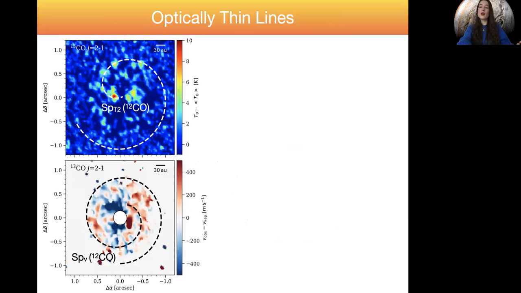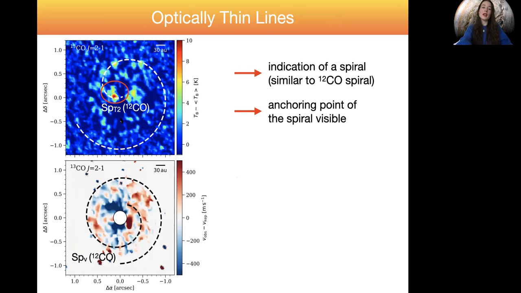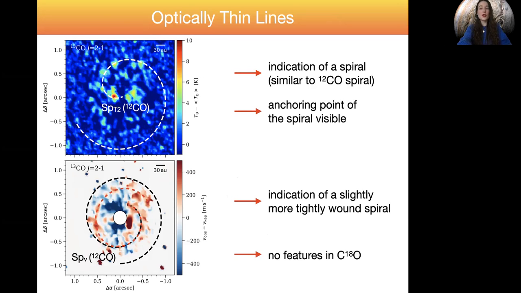Now we can also have a look at the optically thin lines, and here I'm showing the residuals for 13CO. We got them in the same way as for 12CO, and overplotted here is the spiral from 12CO. Now when we look at the temperature residuals, we see that there is also the indication of a spiral in 13CO, similar to the 12CO spiral, and also the anchoring point is clearly visible in 13CO. For the velocity, we also see an indication of a spiral that is, however, slightly more tightly wound. In C18O, we didn't see any features because the signal to noise is not high enough.